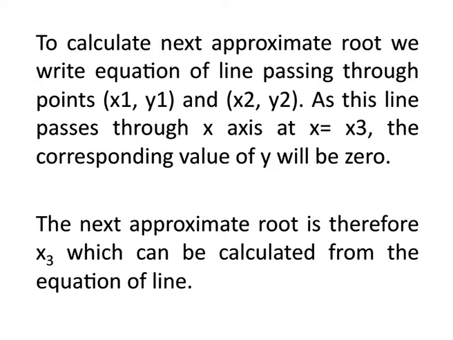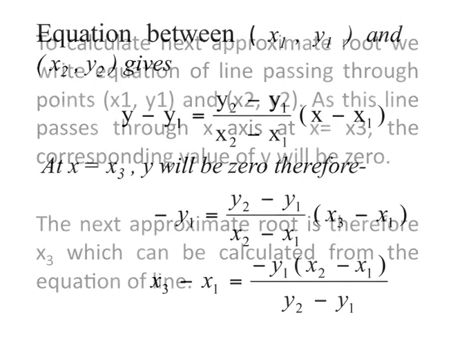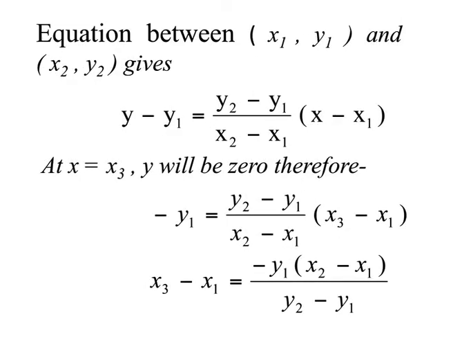Consider the 2 points, as we have already discussed, x1 y1 and x2 y2. We write the equation of the line passing through these 2 points, as you can see on your screen. Now, this line will cross the x axis at, say, x equal to x3, and since on the x axis the corresponding value of y, that is y3, will be equal to 0, if you substitute x equal to x3 and y equal to 0 in the above equation of line, you will get the expression.